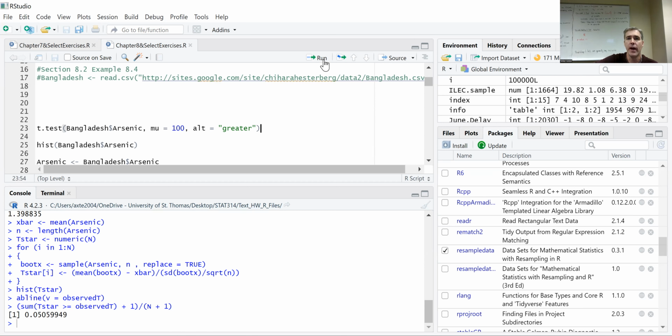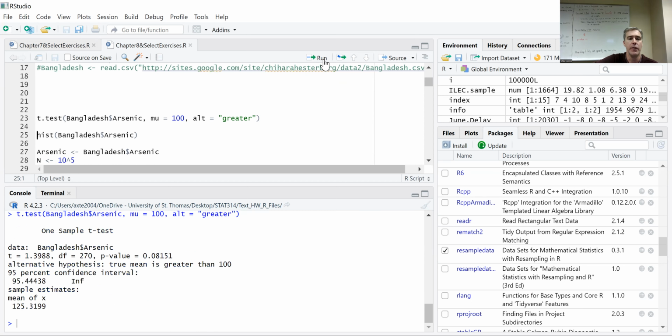So if I run that, if you look below, you see a t-value of 1.3988. Degrees of freedom is 271 minus 1, and the p-value is 0.08151. So it does all the t-test work automatically. It even gives you a 95% confidence interval. And the mean of the sample is 125.3. So that's where I got the information I placed up on the board.